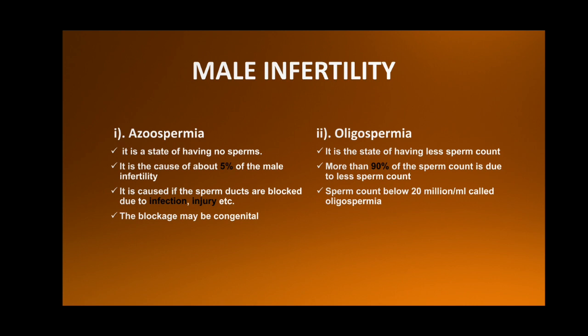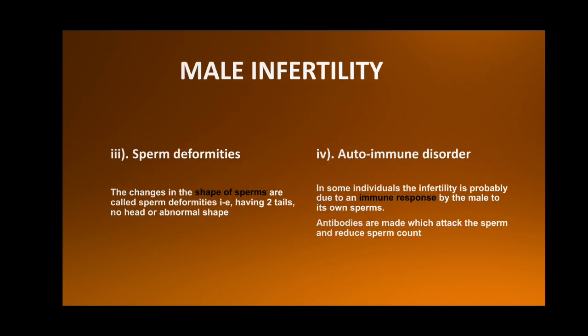Second type of male infertility is oligospermia. It is the state of having very few sperms, and more than 90% of male infertility is due to low sperm count. Sperm count that is below 20 million per ml is called oligospermia. The third type of male infertility is sperm deformities, and according to its name, there is a change in the shape of the sperm. The sperm may have two tails or no head or any abnormal shape.